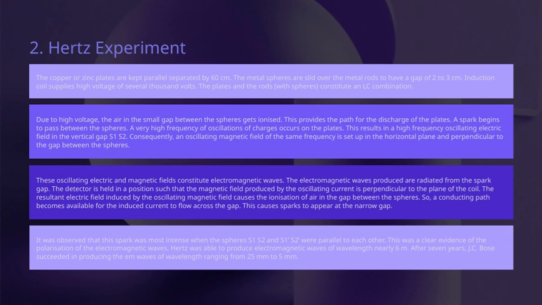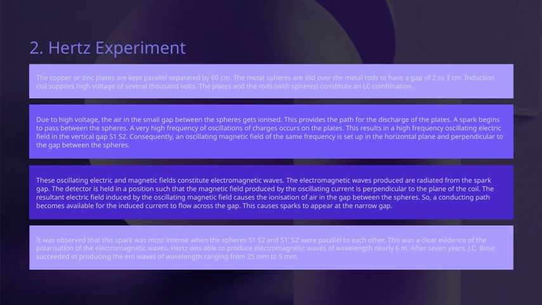Because of the high voltage involved, the air in the tiny gap between the spheres becomes ionized, providing a discharge path for the plates. This leads to a spark passing between the spheres, and at the same time, charges on the plates oscillate at very high frequencies. This high-frequency oscillation produces a strong, oscillating electric field in the vertical gap between S1 and S2. In response, an oscillating magnetic field of the same frequency is generated in the horizontal plane, perpendicular to the gap between the spheres.